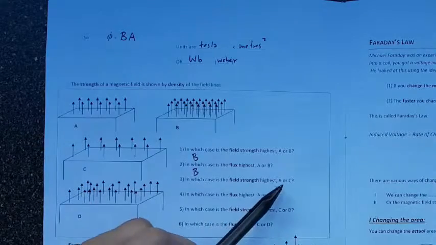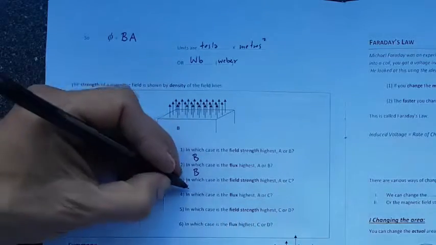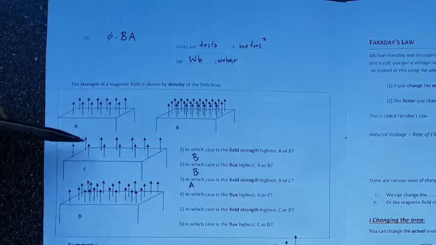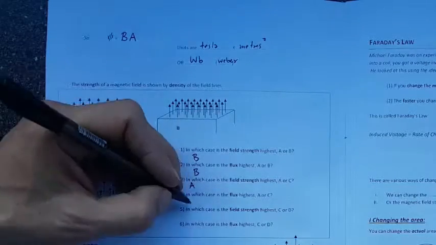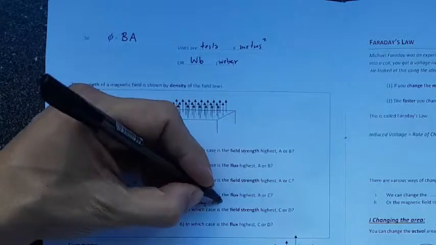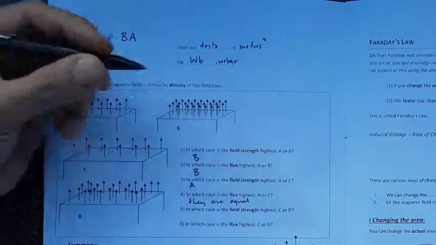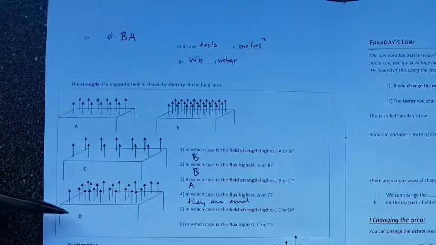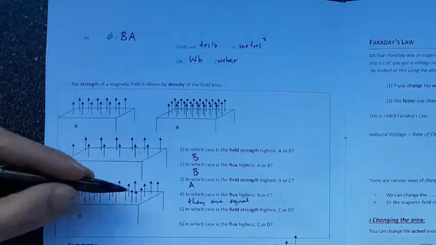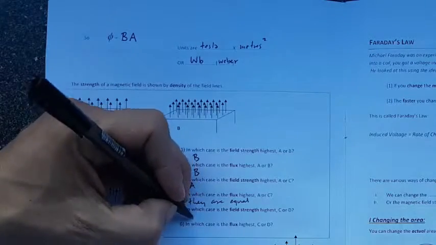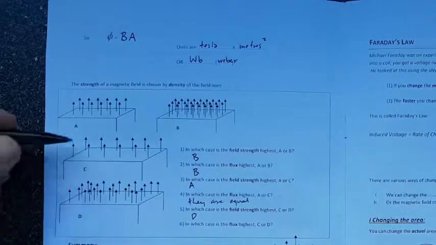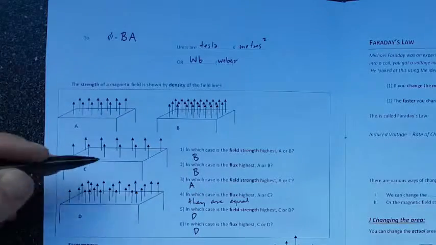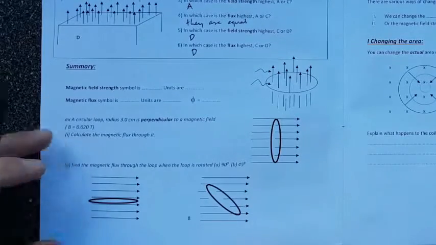In which case is the field strength highest, A or C? It's A. The flux in A and C, well, we've got 12 field lines here, and we've got 12 field lines here, so the flux is the same. They are equal. In which case is the field strength highest, C or D? Well, it's going to be D, because we have more field lines in the same area. The flux is highest in C. Sorry, D, of course, because we have more field lines in total in that area.